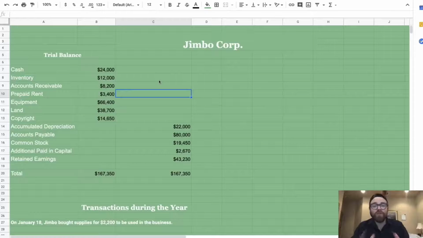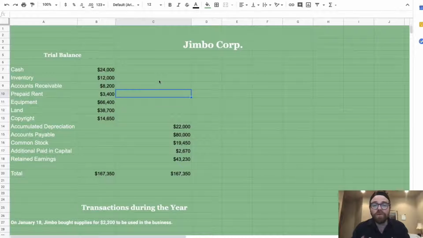Now, where do these journal entries go? Well, they go into something called a general journal. That's where you keep track of all the journal entries throughout the year. Now, how do you make journal entries in Excel? Let's get into it. All right, so how do you make journal entries in Excel?